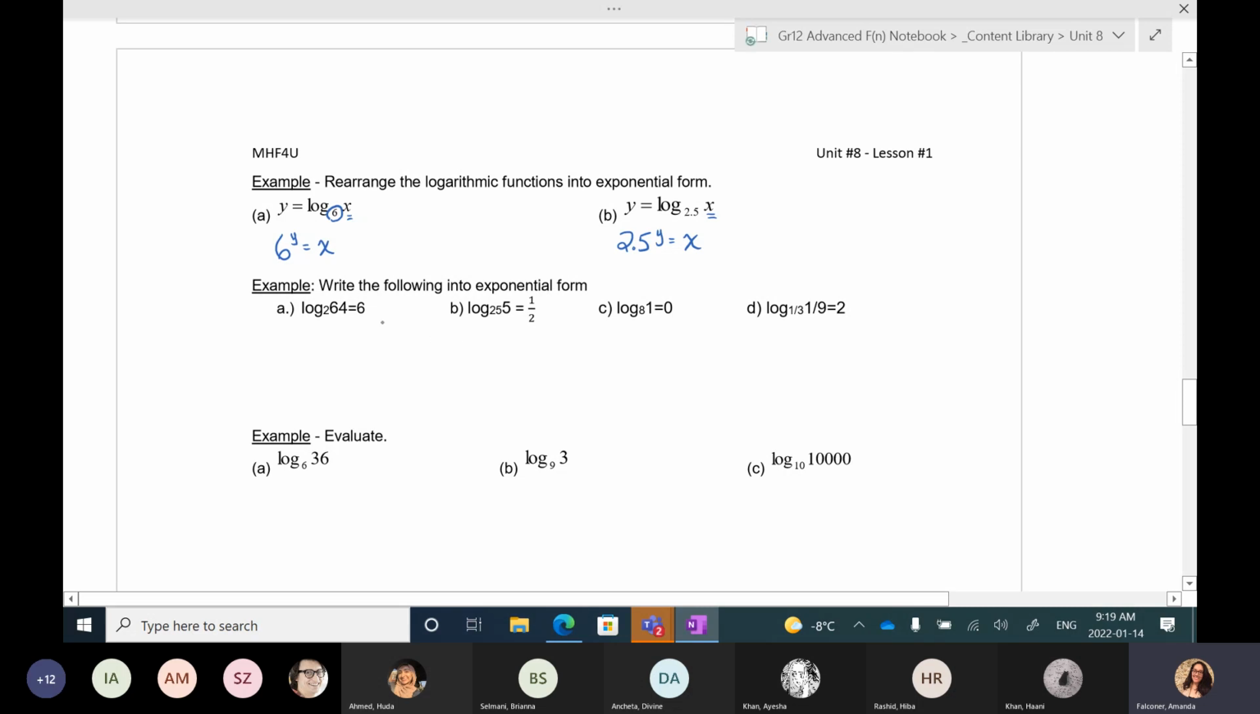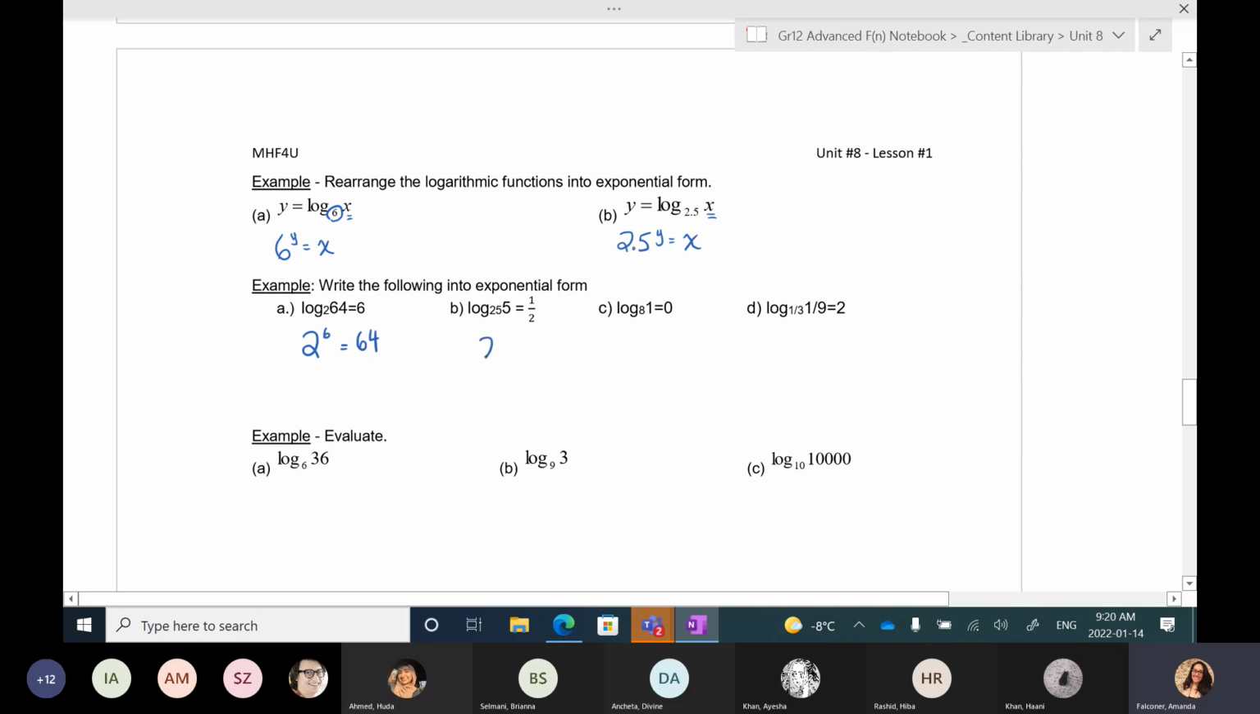The next ones, there's nothing to solve for, but we can write them in exponential format using that pattern, and we'll double check that it makes sense. So 2 is that bottom number, that subscript, so that's going to become the base. That means 2 to the exponent is going to be that answer. So 2 to the 6 equals 64. The argument becomes the answer.